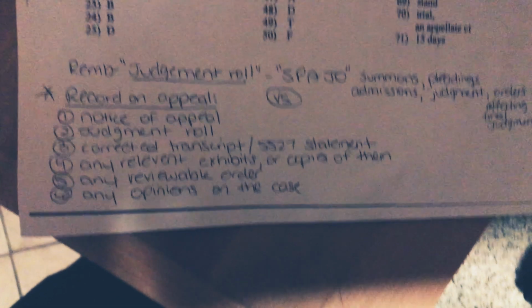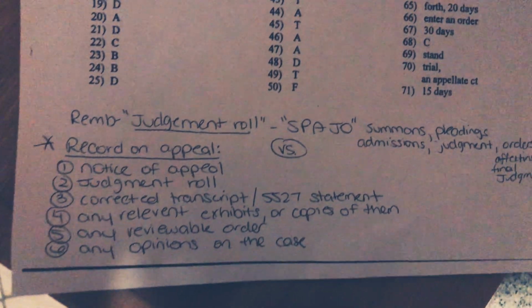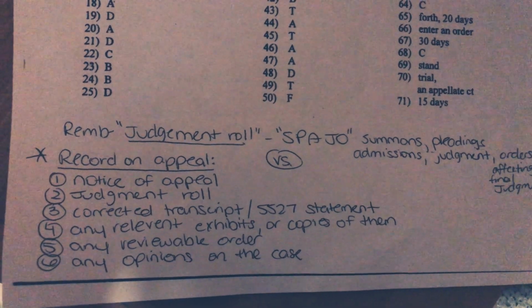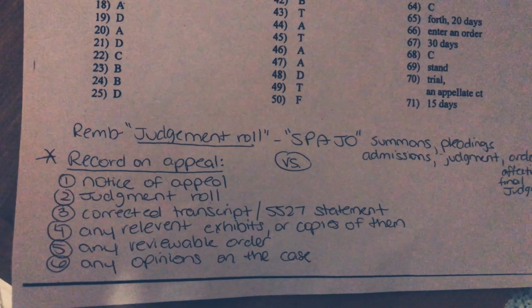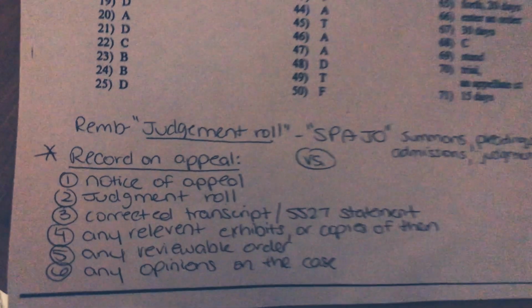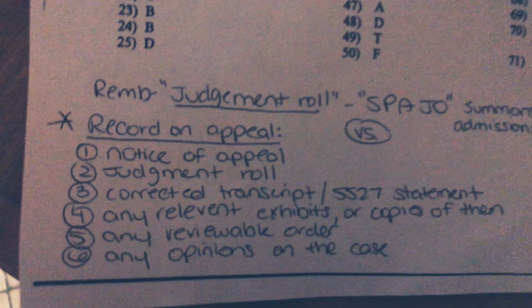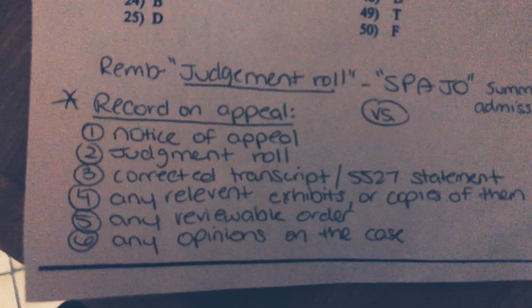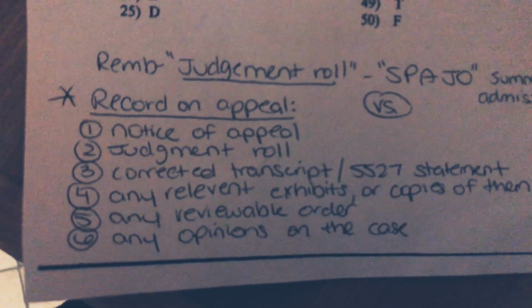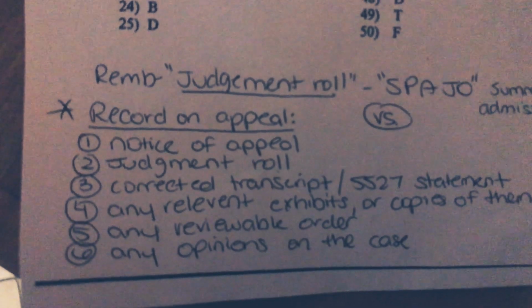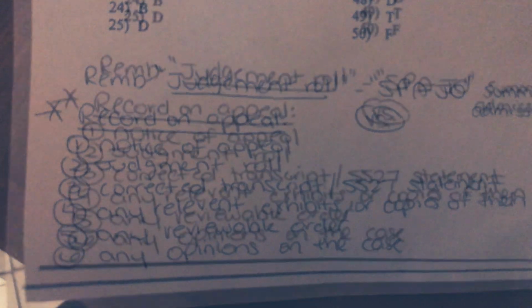Now, back in 2007, when I was learning this, I didn't know what an opinion on the case was. I thought it sounded absolutely ridiculous. Like, I have an opinion on a case doesn't mean anything. But an opinion on a case in the legal world means someone important wrote an opinion on a case, and that could be submitted. That's part of the record on appeal. Okay?